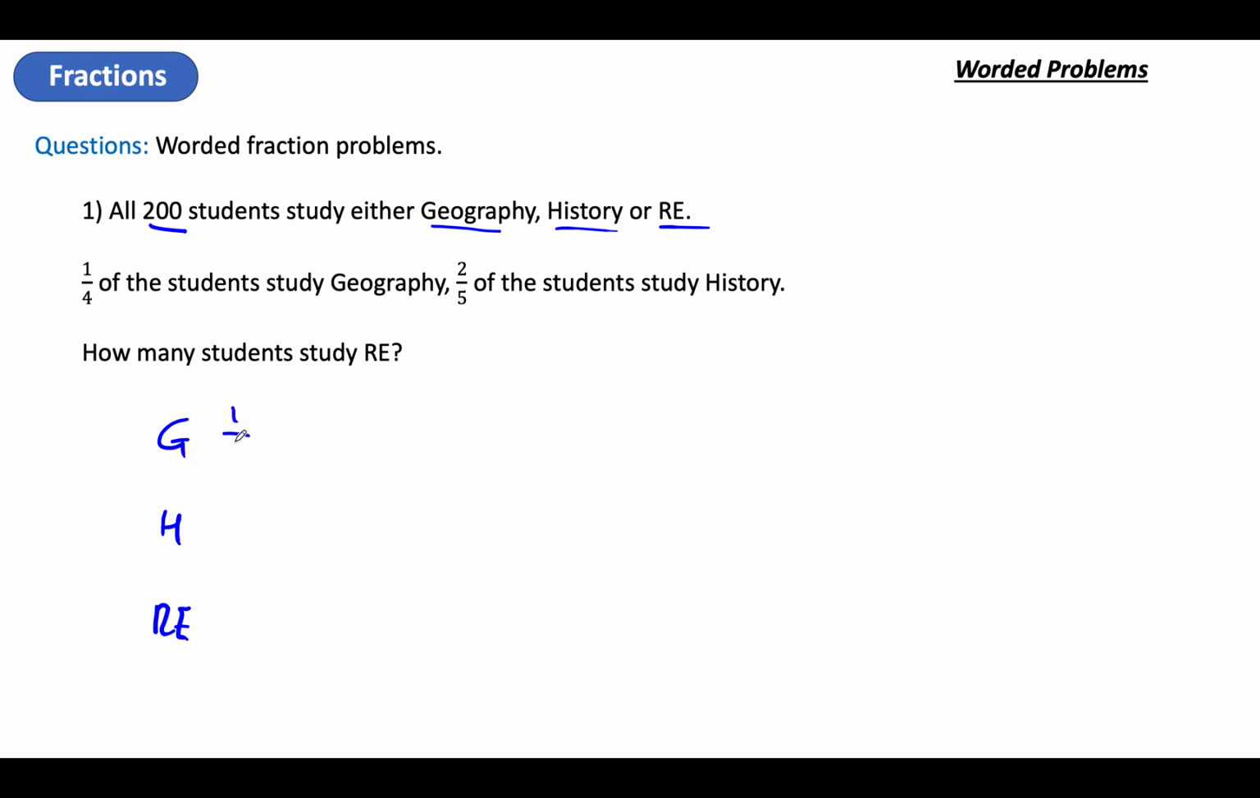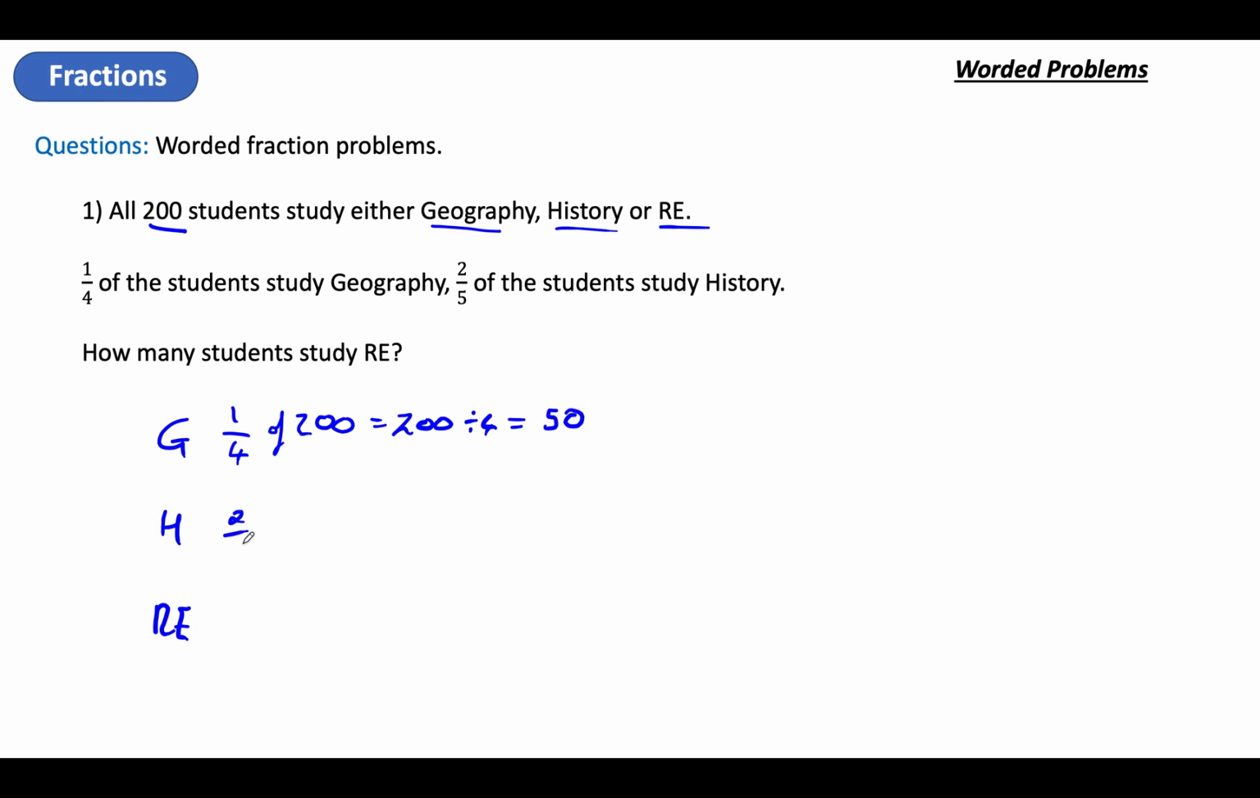I think this is a straightforward fractions of amounts question. I mean, there are usually more than one way that you can do a question. But in this case, I'm just going to do a straightforward fractions of amounts. So I'm going to find 1/4 of 200. Well, that means I need to divide it by 4. So 200 divided by 4 is 50. So there are 50 people doing geography.